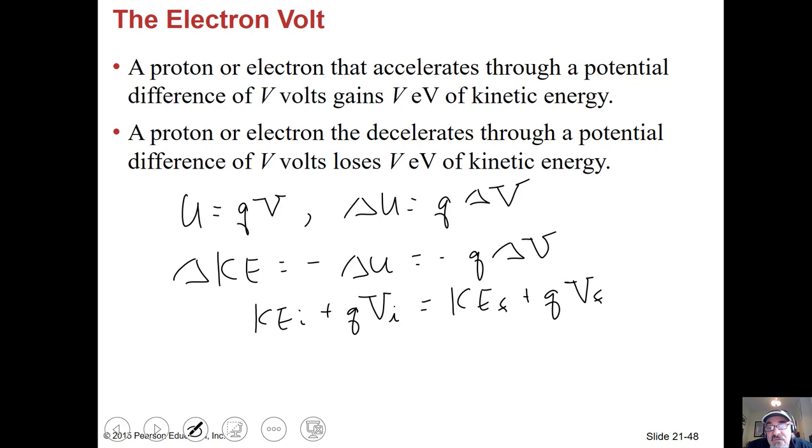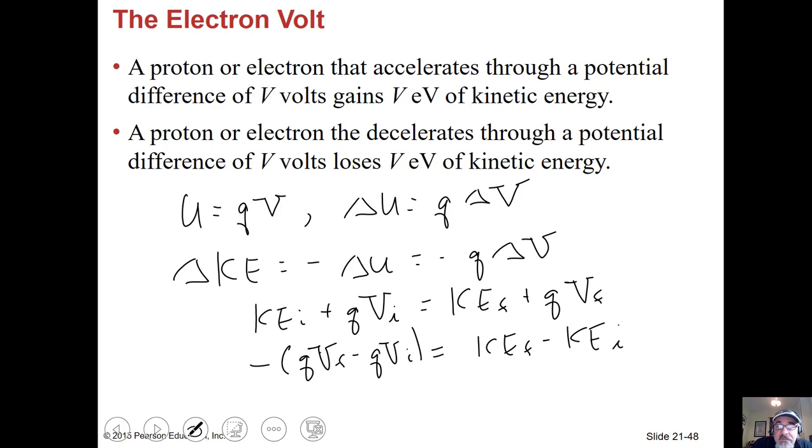Now I can rearrange this formula. Let me put the kinetic energies all on the right, and then put the other part on the left. I'm going to write it like this: Q V final minus Q V initial. Okay, so the line above was just conservation of energy.